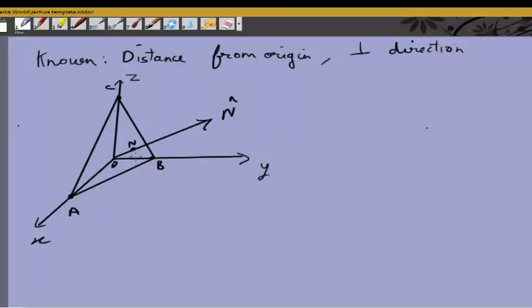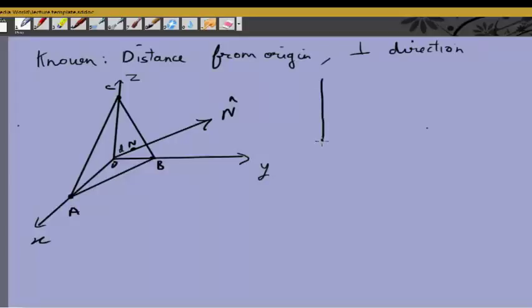So we know the direction perpendicular to this plane. There is only one unique direction. We know that in terms of an n unit vector, and also we know the distance between that plane and the origin. Let's say it is d. So these are the two things we know, d and n cap.